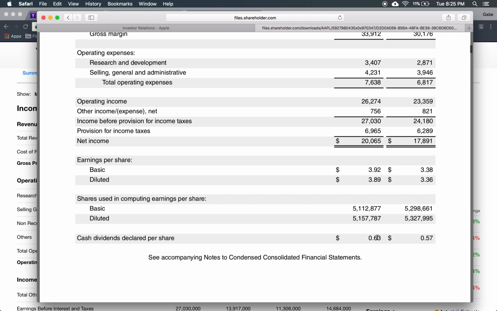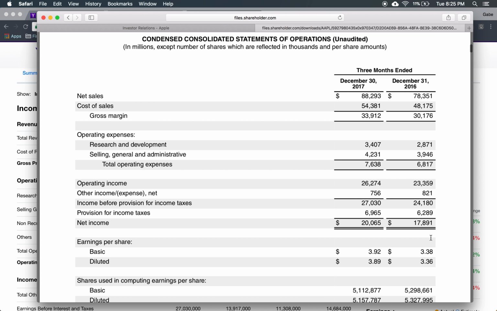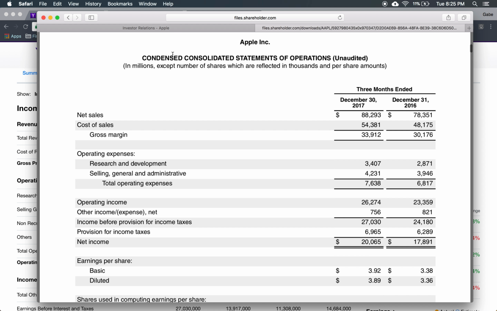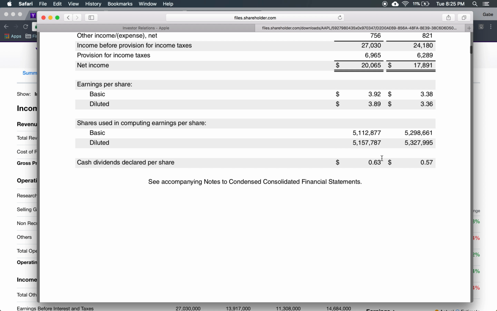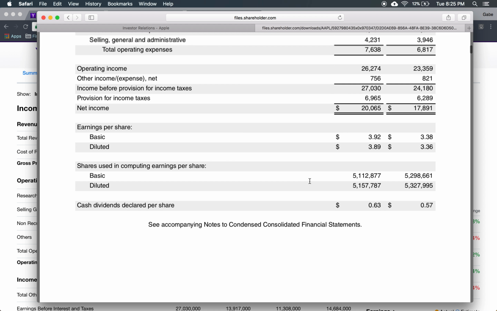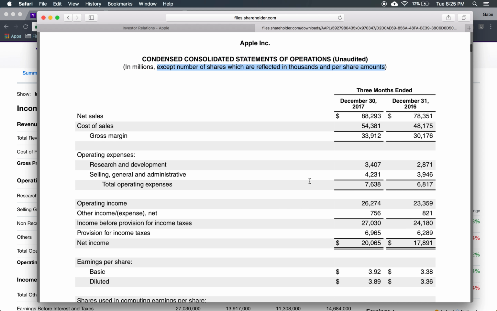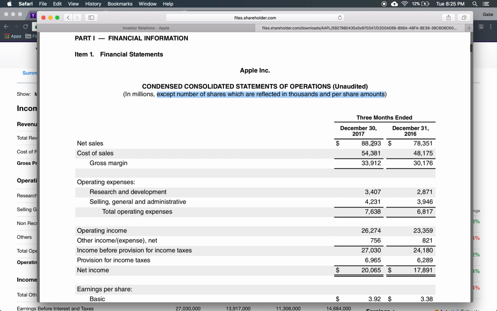And then typically when you see per share data, that does not apply. You see in millions, except the number of shares which are reflected in thousands and per share amounts. So this doesn't apply. It depends on the amount of shares the company has, which you can find. But always keep that in mind.